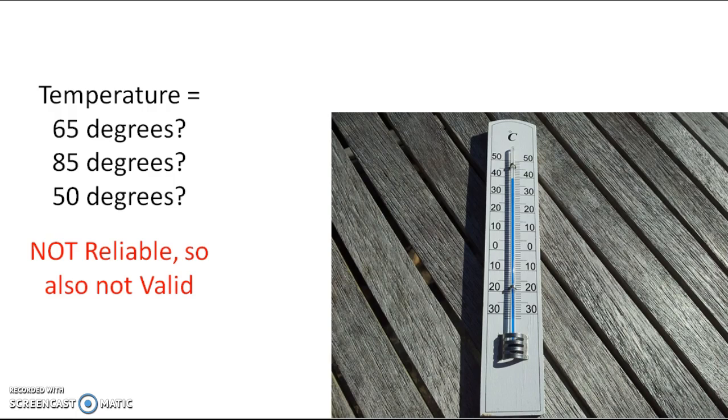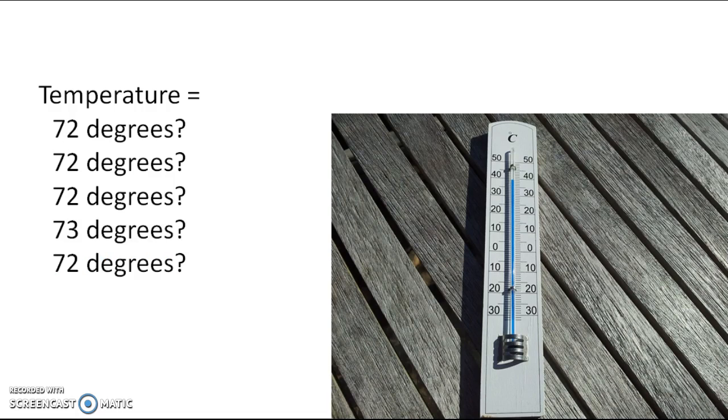However, we really do want to know the temperature of this room. So we go out, buy another thermometer, and this time we check it every day, and every day it says the temperature is about 72. The daily reads for the week are in fact 72, 72, 72, 73, and 72.